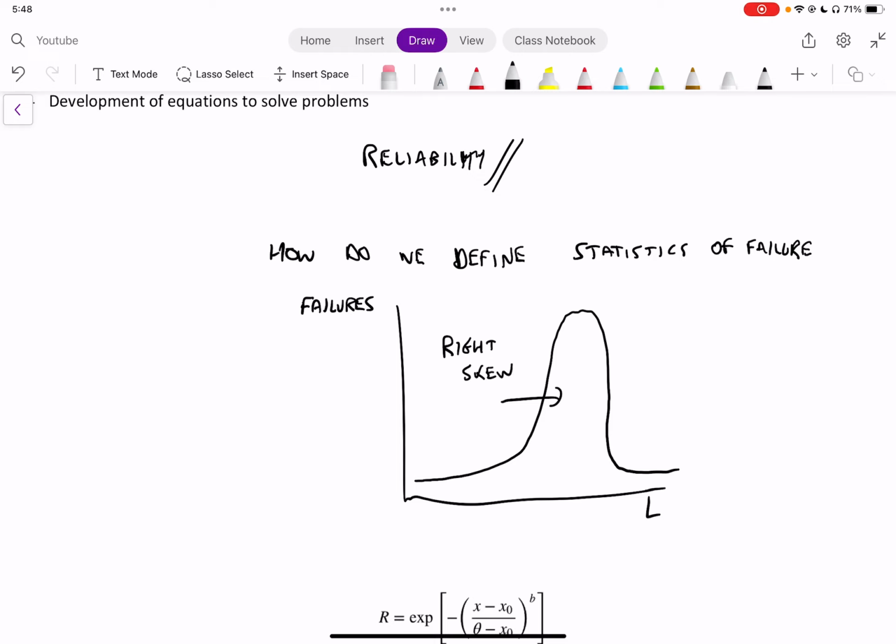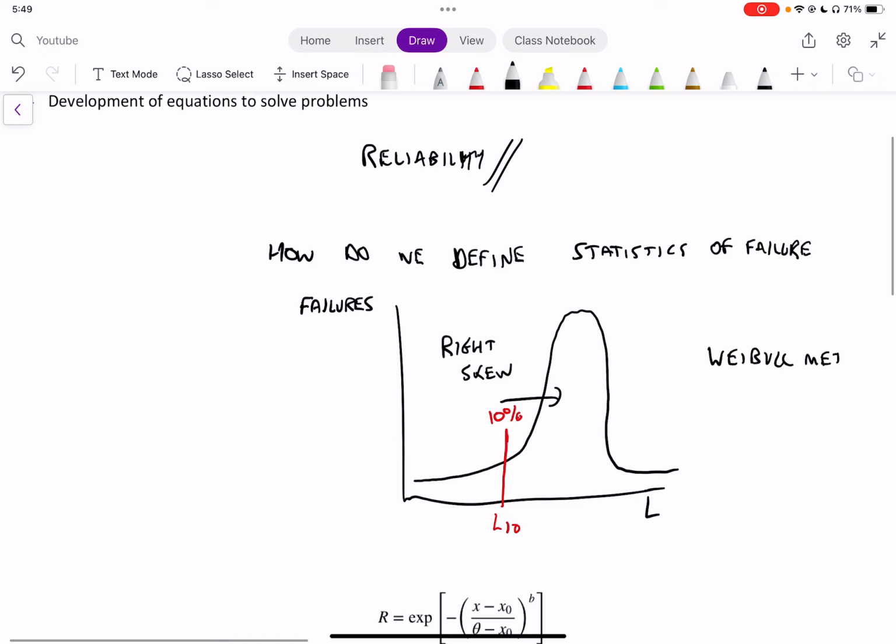And because there is a right skew, we need to come up with an equation for reliability that fits the curve for reliability. And so our 10% might occur somewhere here. So our L10, or life where 10% of our failures happen, might be a little more to the right than we initially expect. And so what we're going to do is develop some equations associated with this. And instead of using a normal distribution equation curve, we're going to use what we call the Weibull method.